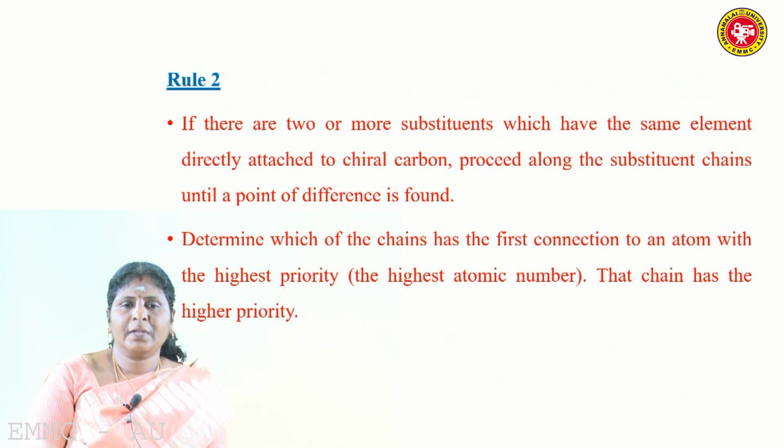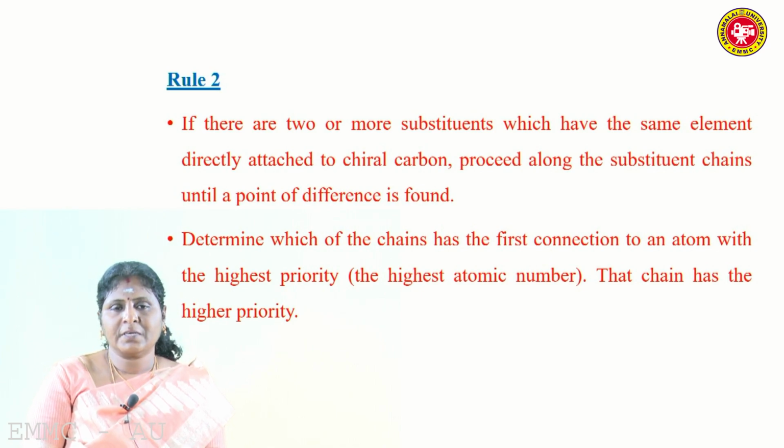Rule 2: if there are two or more substituents which have the same element directly attached to the chiral carbon, proceed along the substituent chain until a point of difference is found. Determine which of the chains has the first connection to an atom with the highest priority, the highest atomic number. That chain has the higher priority.